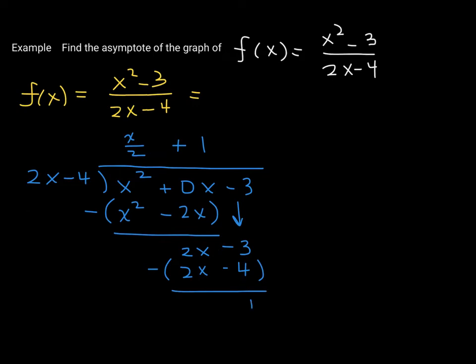So what we just determined is that our function can be rewritten as the quotient plus the remainder over the divisor. This is an equivalent expression for our function. Now, please keep in mind this part is the quotient and this part is the remainder. Notice that your quotient is linear. This defines a line.